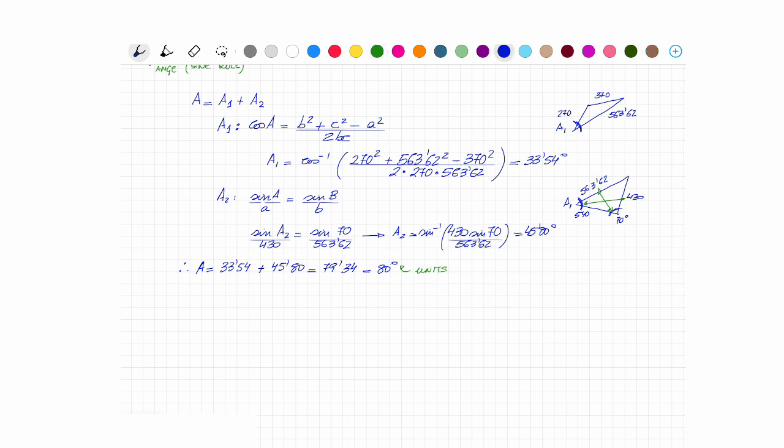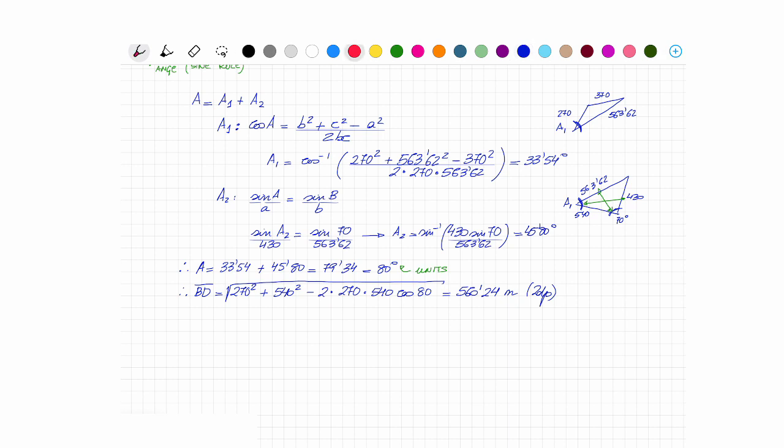Now remember, what I was finding was the diagonal, length BD. I've already used the cosine rule, so I don't write it, I just substitute into the square root of 270 squared plus 540 squared minus 2 times 270 times 540 cosine of 80, which equals 560.24 meters, again rounded to 2 decimals. Right, that's my achieved grade there. I've used 3 different trigonometry rules to solve a problem, even if I'm not finished yet.